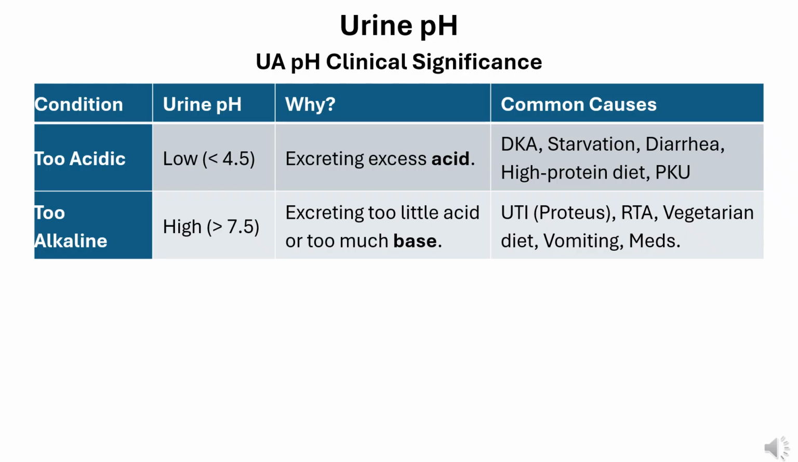Vegetarian diet. Plant-based diets produce less acid. Postprandial, after meals, the alkaline tide. As the stomach secretes acid for digestion, the blood becomes temporarily alkaline, and the kidneys clear this by making urine alkaline. Certain medications: acetazolamide, potassium citrate, sodium bicarbonate.